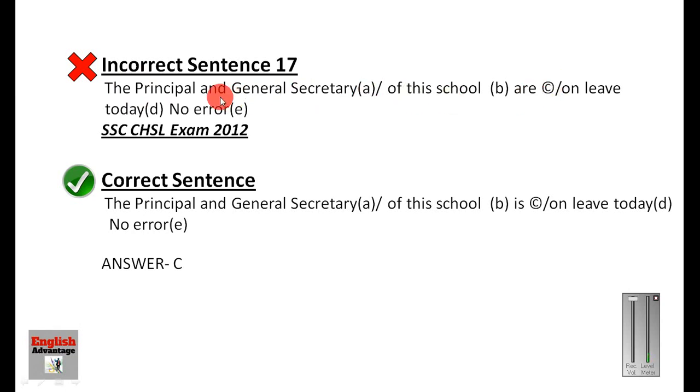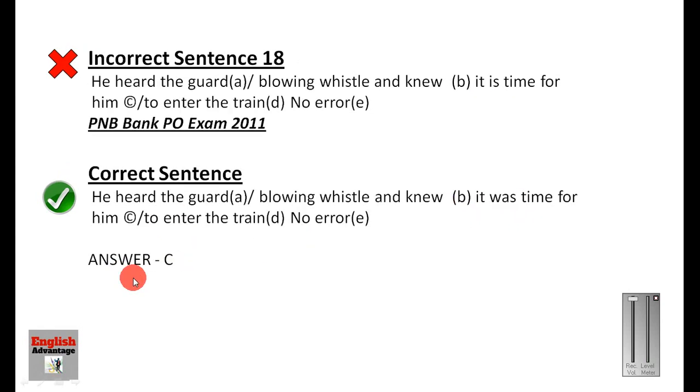If there are two persons and two posts, then you have to put "the" here also. "The principal and the general secretary" means two persons and two posts. Then this "are" will be correct. Now in this case, only one person is holding two posts. So that is why you have to write "is" in place of "are." So the answer would be C. Okay. So now let us see the next question.